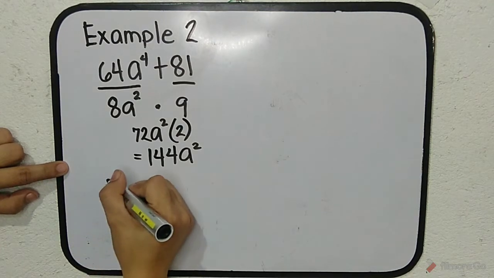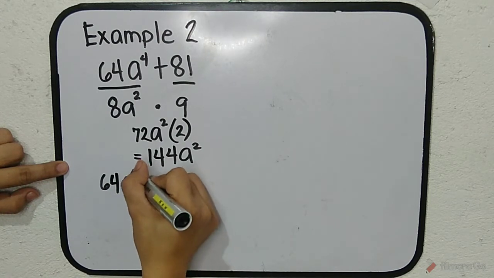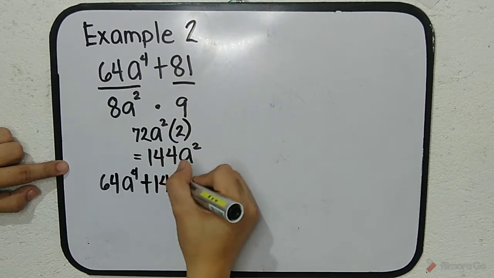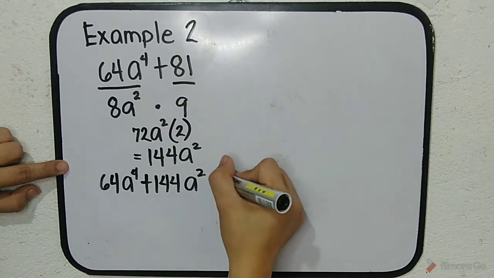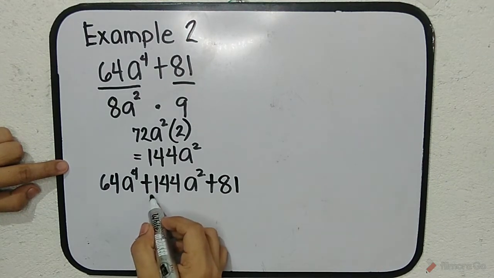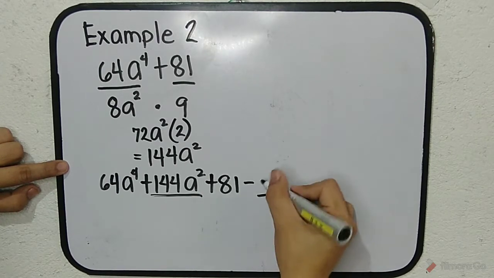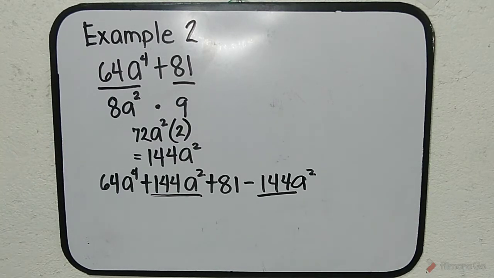Okay? So, 64a to the fourth. Add na lang tayo. Plus 144a squared plus 81. Kopyahin. Plus 81. Then, kagaya ng sinabi ko kanina, kung nag-add tayo dito, magma-minus tayo ngayon dito. So, 144a squared. Ngayon, masisimplify pa ba natin ito? Itong term na to?